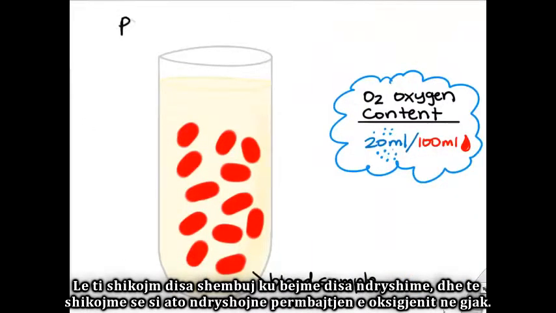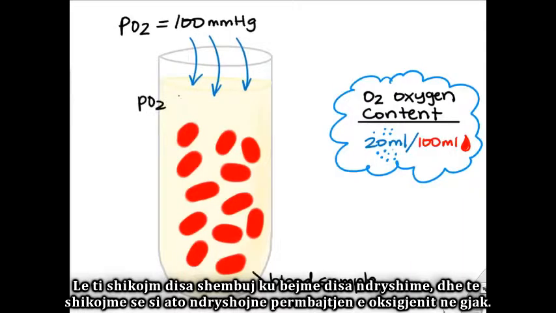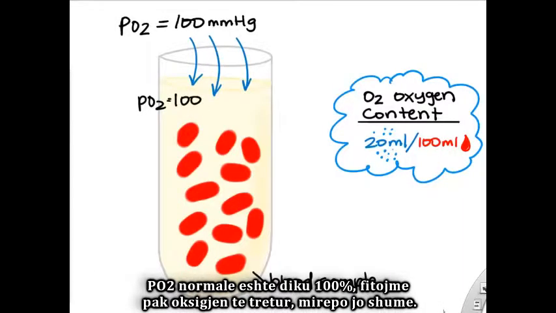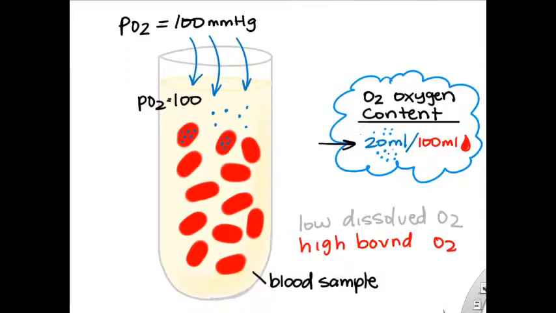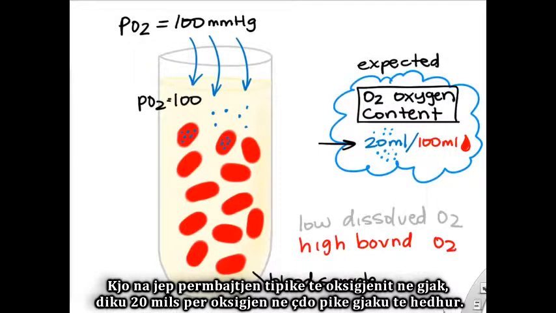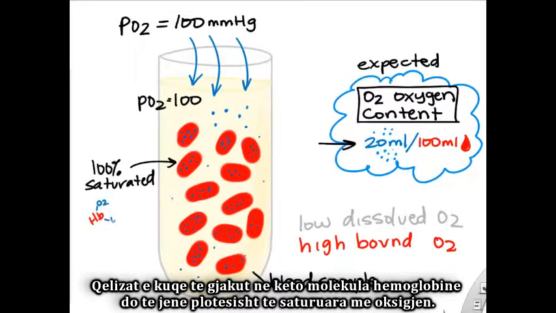Let's look at some examples where we change some variables and see how this changes the oxygen content in our blood. So again, the normal PO2 is about 100. We get some dissolved oxygen, but not much. And then we get, hopefully, the expected high amount of oxygen bound to hemoglobin in our red blood cells. And this gives us our typical oxygen content of blood, say about 20 mils of oxygen per drop of blood. Our red blood cells and those hemoglobin molecules will be fully saturated with oxygen.